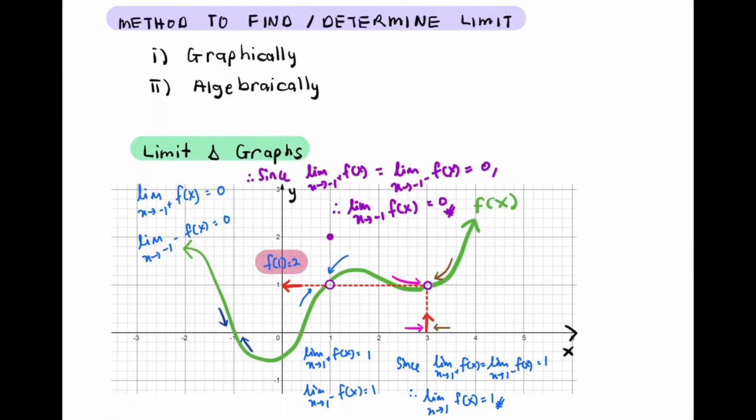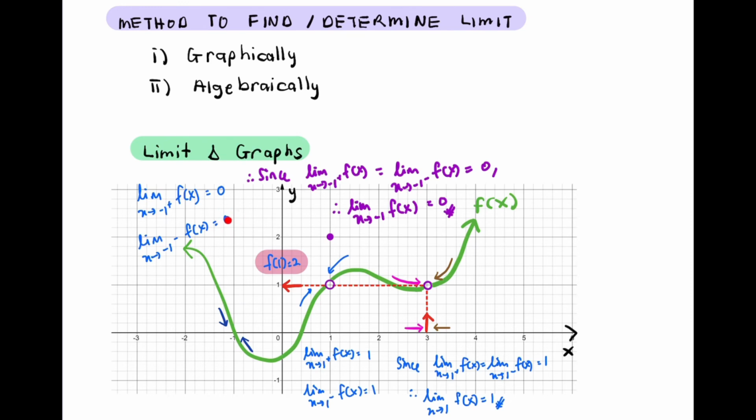So let's check the limit of f(x) as x approaches negative 1. Let's see here, this is the point of x equal to negative 1. So let's check the limit of f(x) as x approaches negative 1 from the right. This is equal to 0. And the limit of f(x) as x approaches negative 1 from the left is also equal to 0.